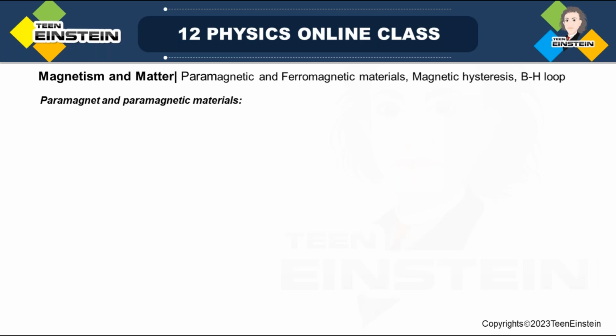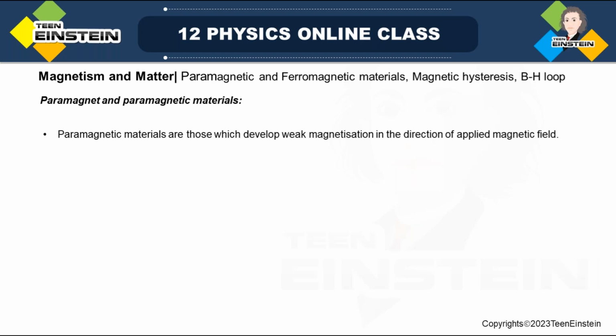As you know, first of all, let us discuss a few properties of paramagnet. So paramagnetic materials are those which develop weak magnetism or weak magnetization in the direction of the applied magnetic field. I hope you remember this.